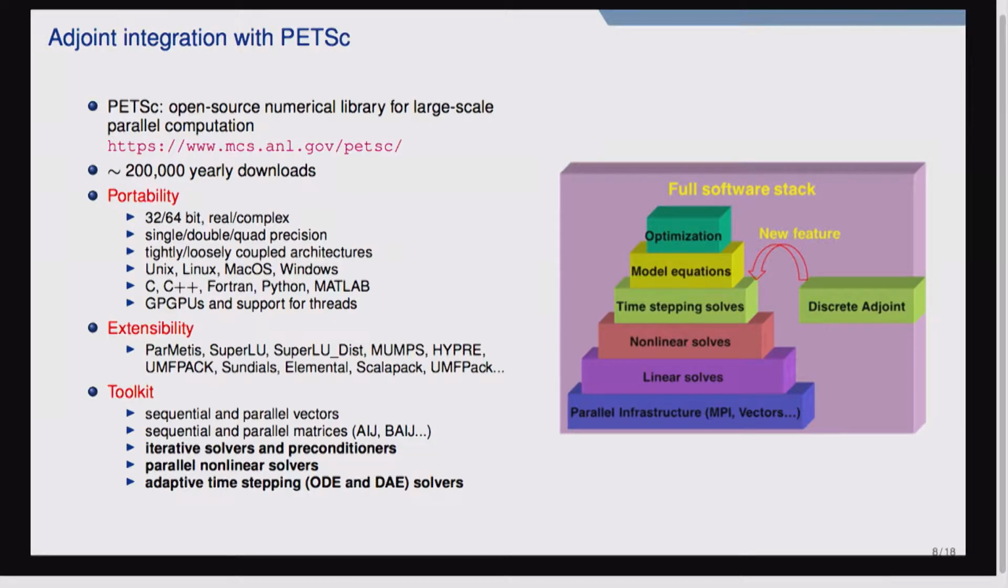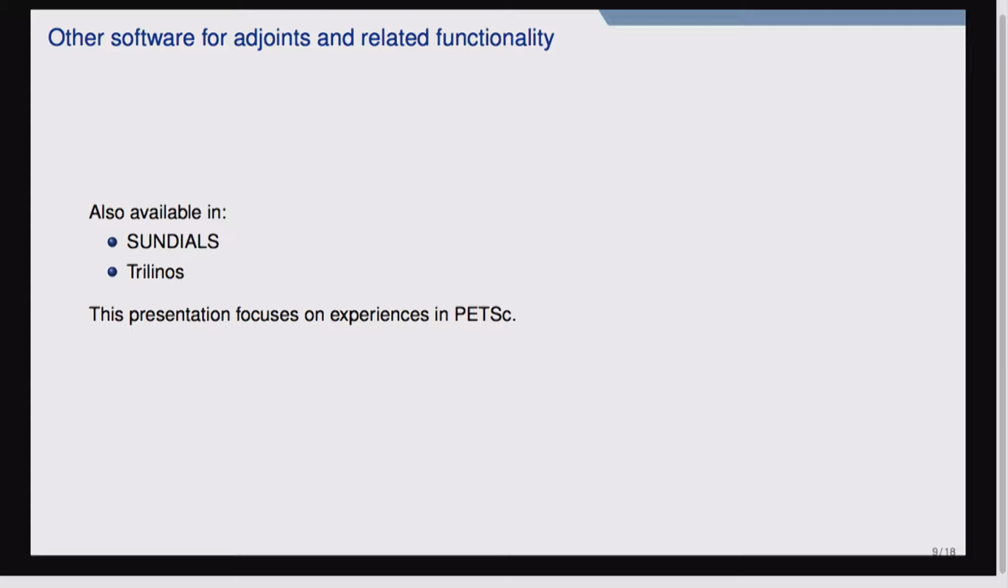For example, PETSc. So Barry has already introduced PETSc in much detail. I will not repeat that. Because of the hierarchically organized structure of PETSc, our development can enjoy almost all the benefits from the low-level components of PETSc, with the most important ones being the iterative linear solvers, nonlinear solvers, preconditioners, and adaptive time-stepping solvers. So similar functionality is also available in other libraries, such as SUNDIALS and Trilinos. This talk will focus on our experiences only in PETSc.